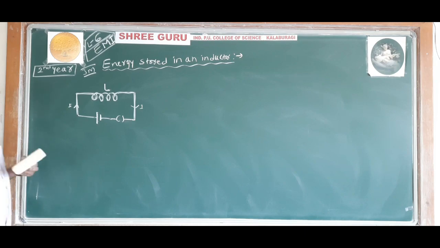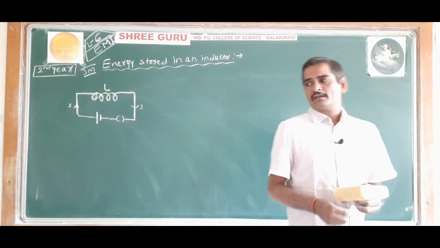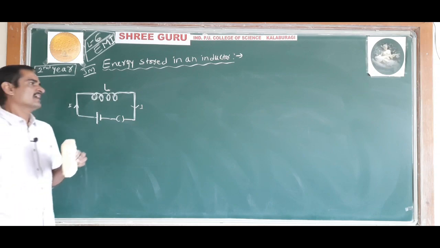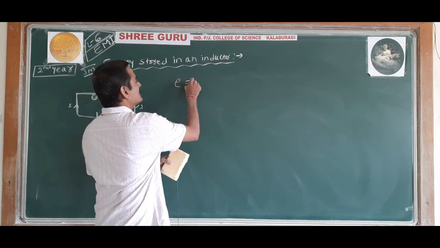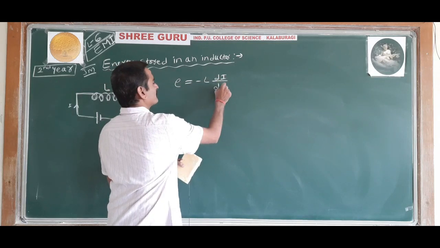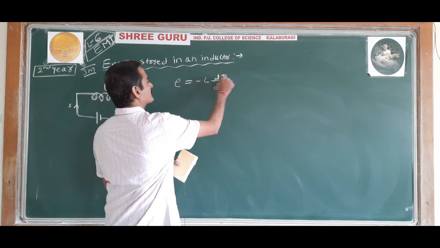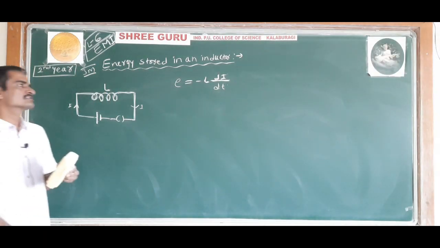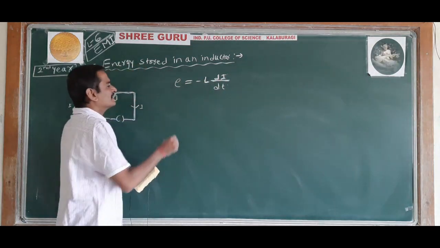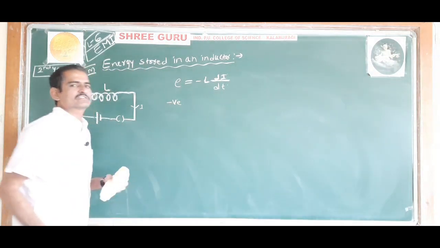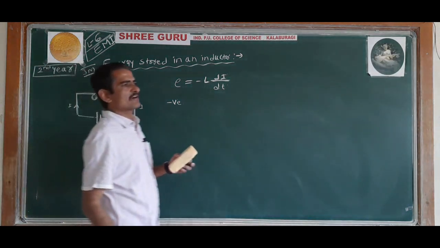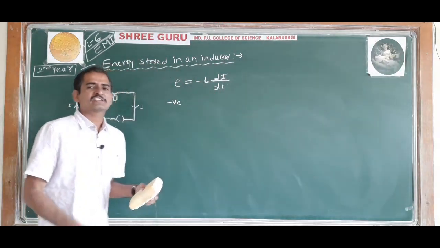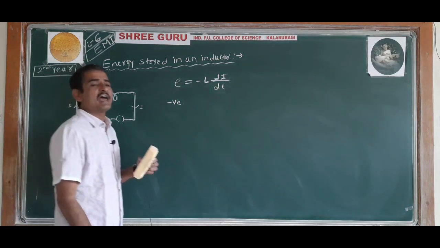When a current I flowing through the inductor changes, an EMF is induced in the coil, and the induced EMF is given by E is equal to minus L di by dt. The negative sign shows that the passage of current is opposed in an inductor.